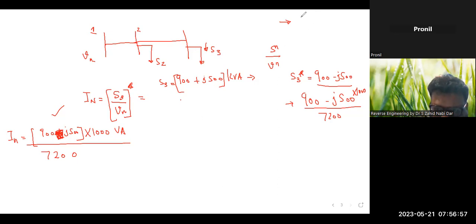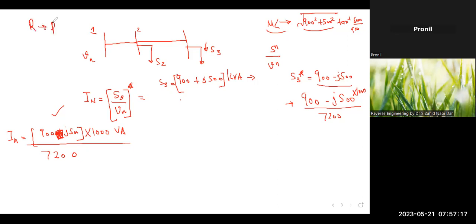Put it in the calculator. I don't want you to do it like this: 900 square plus 500 square, then tan inverse of 500 by 900. This is also one form. This will give the magnitude, and this will give the angle. Directly, it is rectangular to polar conversion, right?